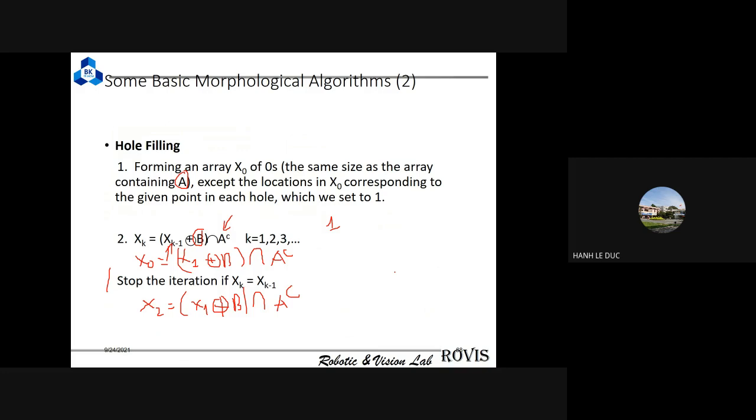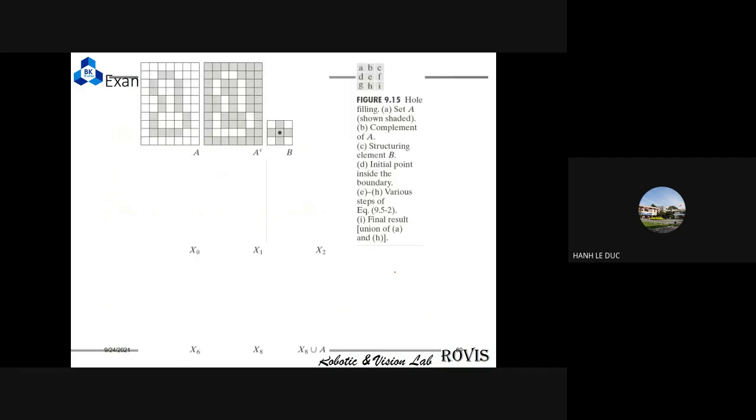Okay, so let's go to the example. Example here. I give you this one, right? And I want you to fill the hole. So that means this one will become 1, 1, 1, right? Fill the hole, right? So how can we do it? We will apply the hole filling algorithm. The first step is, as I said, do the complement. What is the complement?